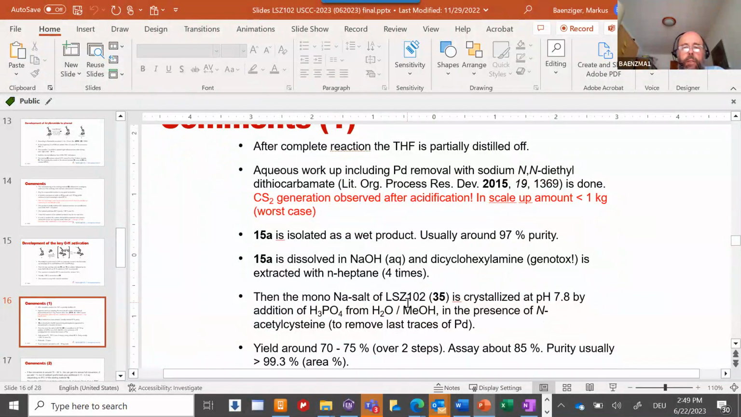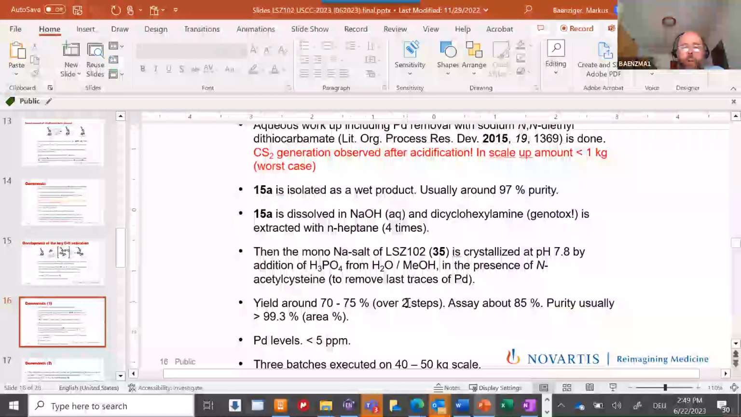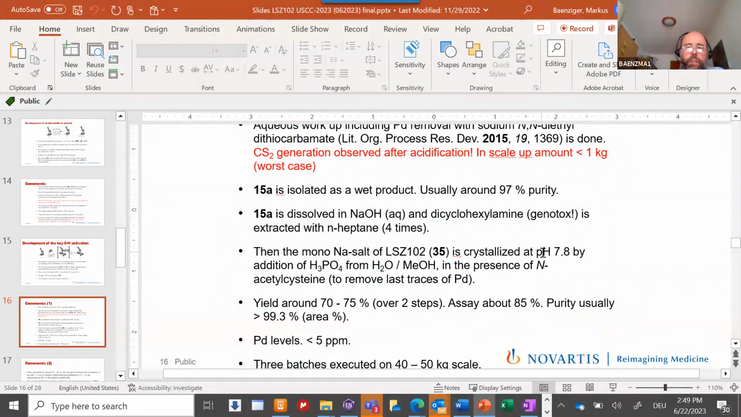We dissolved that in sodium hydroxide, removed the dicyclohexylamine with heptane extractions, and then obtained the mono salt of the LSZ102, where the carboxylic acid is still the sodium salt. However, the phenol is protonated. The ideal pH was 7.8. We could actually isolate this step, the monosodium salt, and this gave a very good purification power in a yield of about 70 to 75% over these 2 steps.